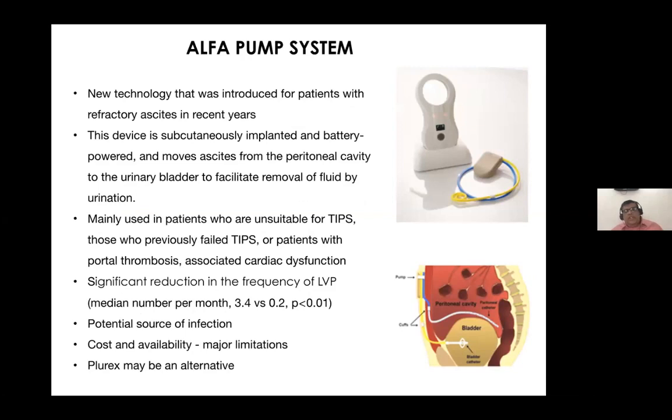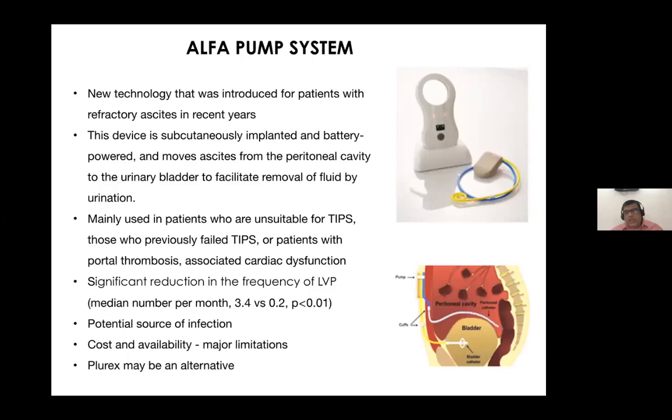It is a subcutaneously implanted battery-powered pump, which takes the ascites from the peritoneal cavity and puts it into the urinary bladder. It is useful for patients who are unsuitable for TIPS or who have failed TIPS, or patients with portal vein thrombosis which was not amenable to TIPS, or patients with severe cardiac dysfunction associated.